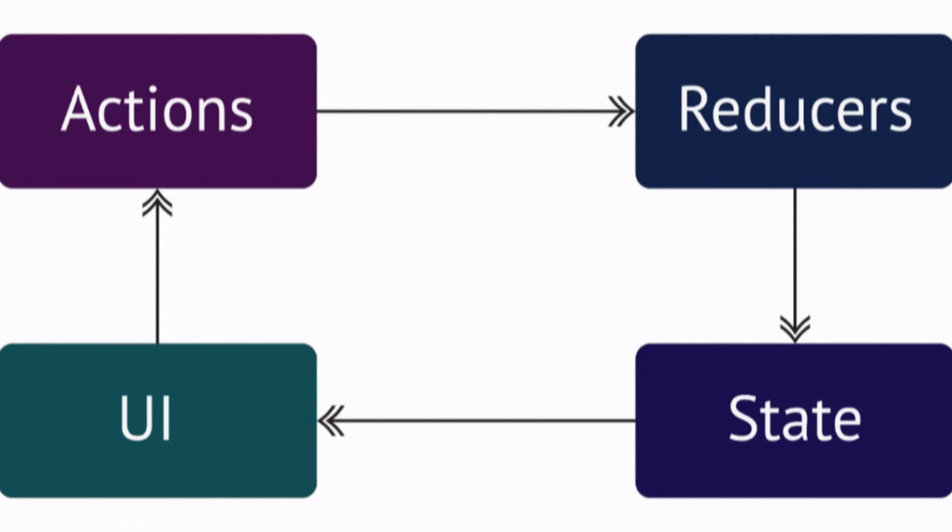Again, just a recap of what's happening. We have actions. The actions get handled by the reducers. The reducer specifies the state change. When the state changes, the UI changes.